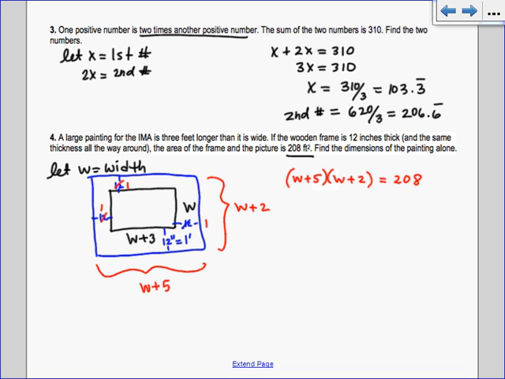So this one can be solved without a calculator. I'll do a couple in a second that we'll use a calculator on. So we're going to FOIL things out. So we have W squared plus the outer is 2W and the inner terms make 5W. So we get 7W plus 10 equals 208. Okay, and we're going to factor. So we get W plus 5 and W plus 2.